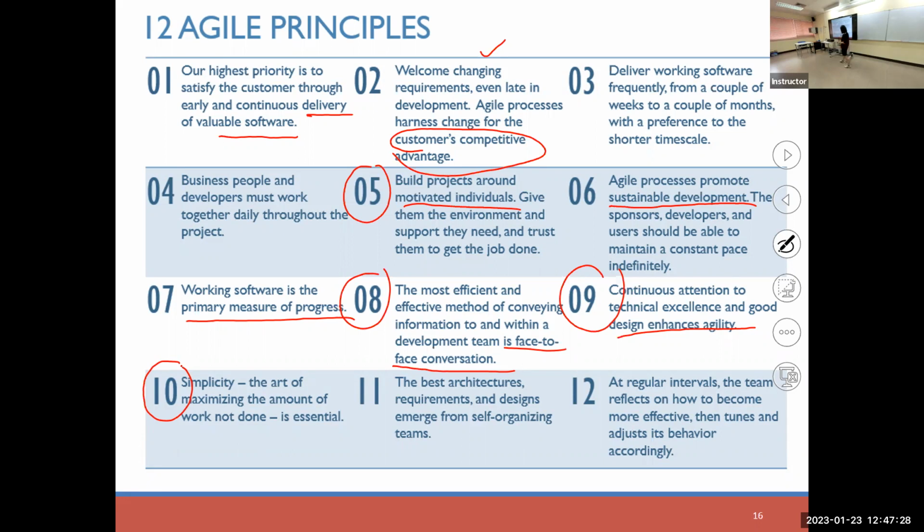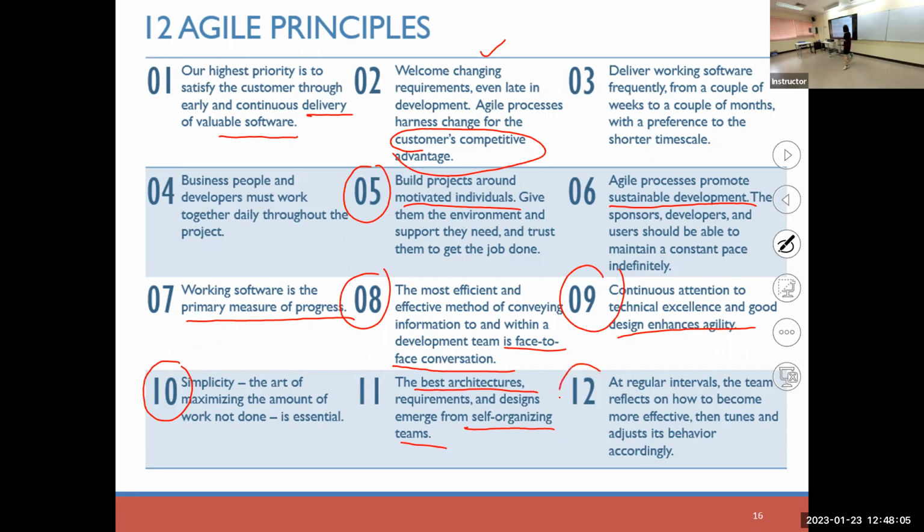Okay. And then the best architectures, requirements, and designs emerge from self-organizing teams. This is to promote everyone to be the master of themselves. Everyone manages their time. In an Agile team, there should not be bossy persons who say you do this, you do this, you do this. Everybody will volunteer to contribute and commit to the work. This is the spirit of an Agile team.